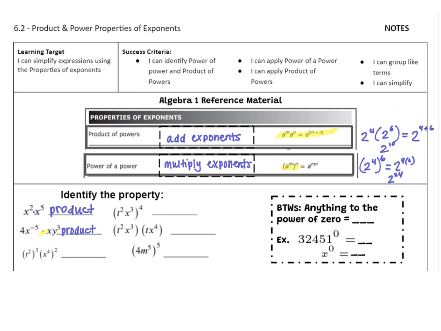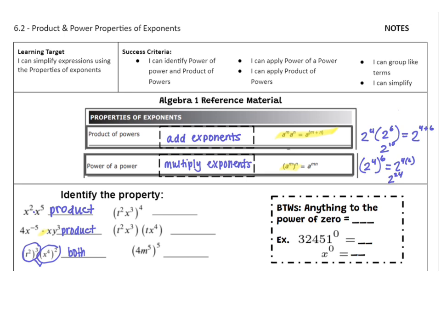Okay, this last one right here has some parentheses, and it looks like we are doing a little bit of both. It looks like here in this first little section, I'm doing a power of a power, and then it looks like I'm doing another power of a power, but then in the end, I'm also going to use my product of powers rule because we're going to multiply them together. So I would say this one is both, but we use power of a power rule first.